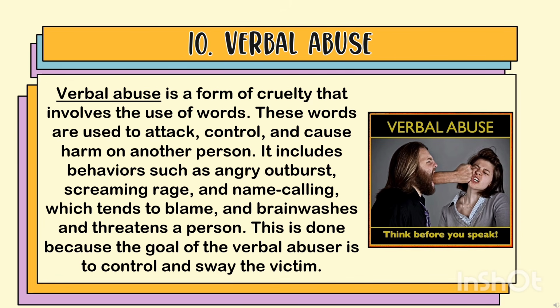The 10th kind of intentional injury is verbal abuse. Verbal abuse is a form of cruelty that involves the use of words. These words are used to attack, control, and cause harm on another person. It includes behavior such as angry outbursts, screaming rage, and name-calling, which tends to blame, brainwash, and threaten a person. This is done because the goal of the verbal abuser is to control and sway the victim.